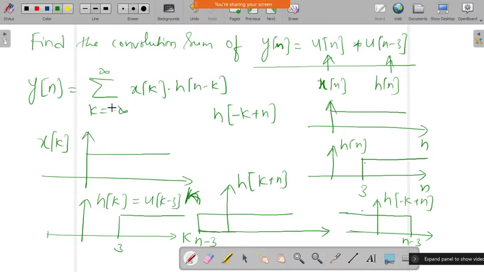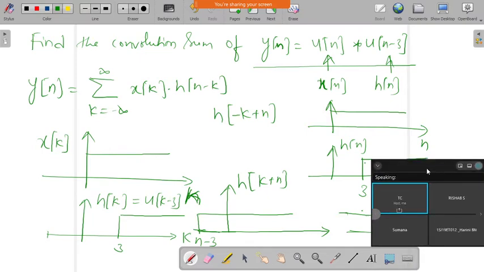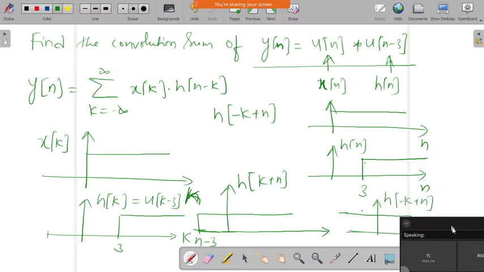Is it fine now? Understood? How h of n minus k arrived? Hello, understood or not? Hello, Rishabh. Yes, I got it, sir. Okay.